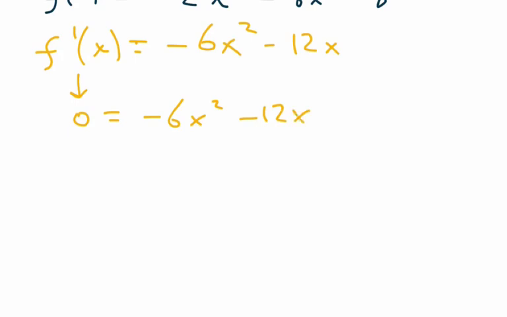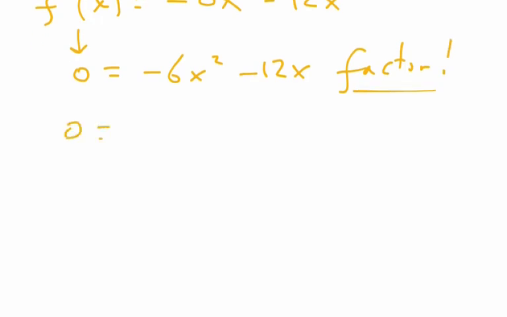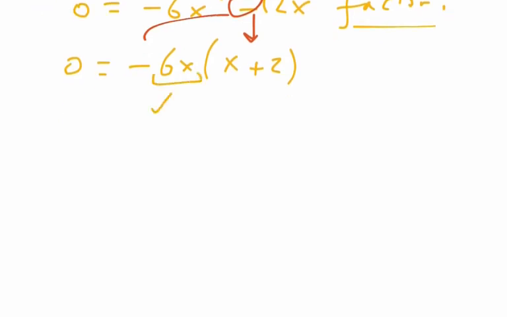And the best way here to solve this is to factor, so we're going to factor it. 0 equals negative 6x times (x plus 2). Notice that it's plus because I'm factoring the negative out here, and that means that this changes to a plus. And this gives me two critical points. It gives me c, or x equals 0, and then here it gives us c equals negative 2.